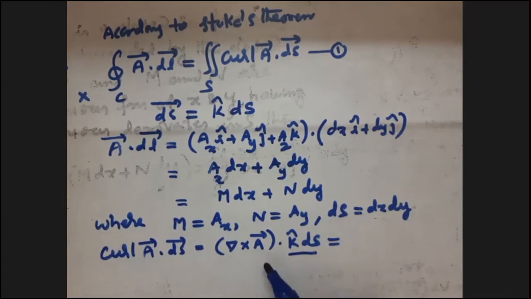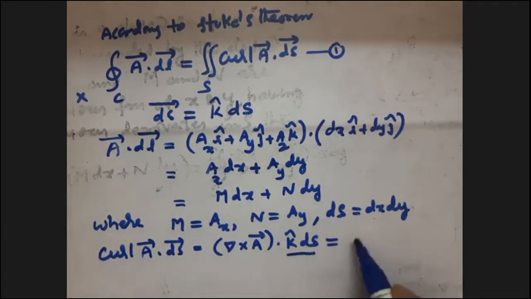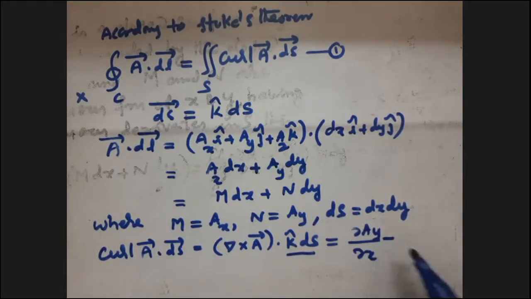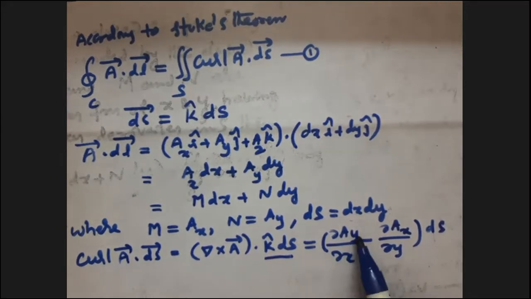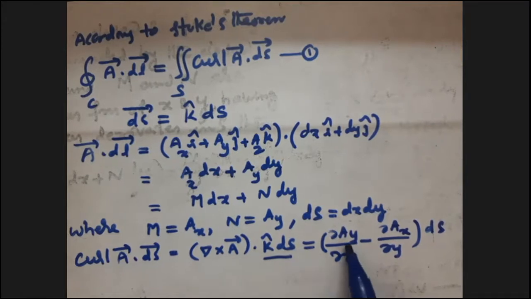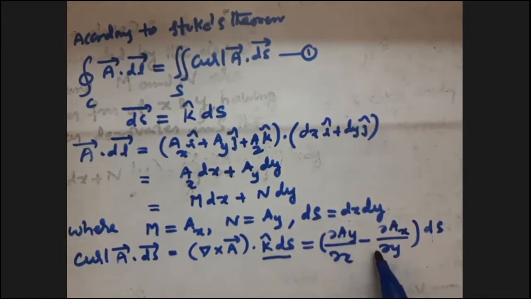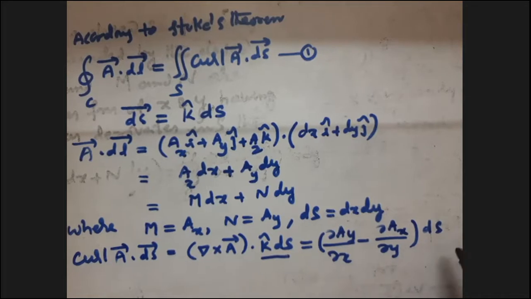So the z component of del bar cross A bar is dou A_y by dou x minus dou A_x by dou y, into ds. The z component of del bar cross A bar is k cap into dou A_y by dou x minus dou A_x by dou y. By doing the dot product with ds, we get dou A_y by dou x minus dou A_x by dou y ds.